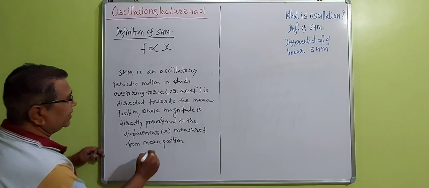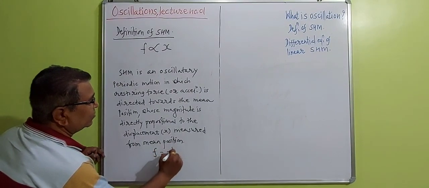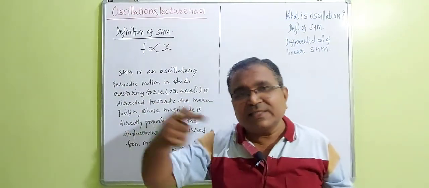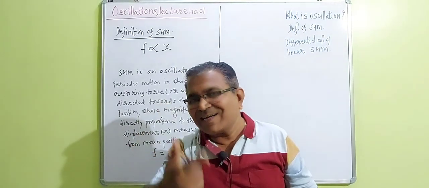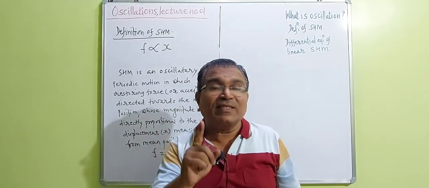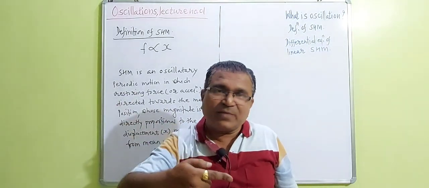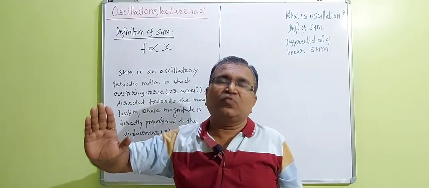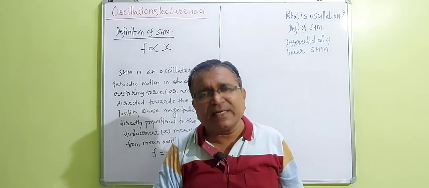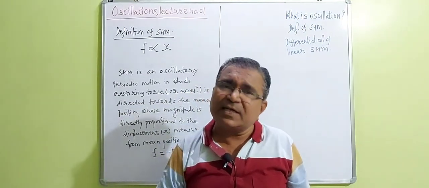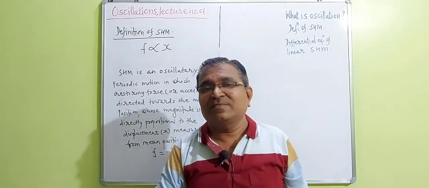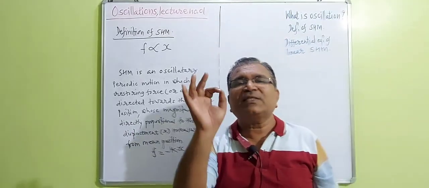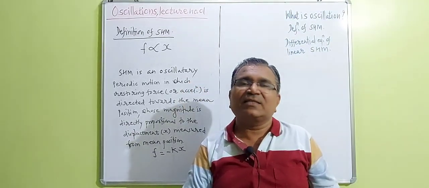And from this we can write F is equal to minus kx. Negative sign indicates that restoring force and displacement are oppositely directed. Negative sign indicates that restoring force is directed towards the mean position, while displacement is measured from the mean position towards the extreme position. Both are oppositely directed. That is the meaning of negative sign that you should write. This K is called as force constant.